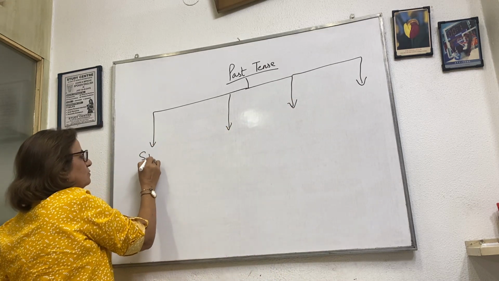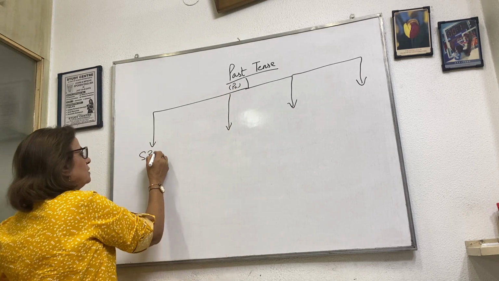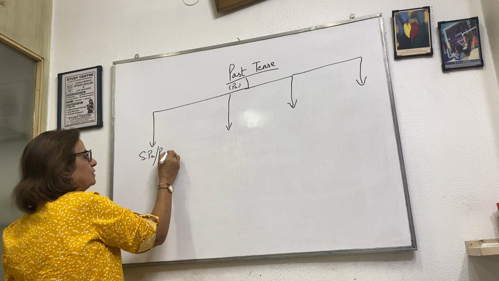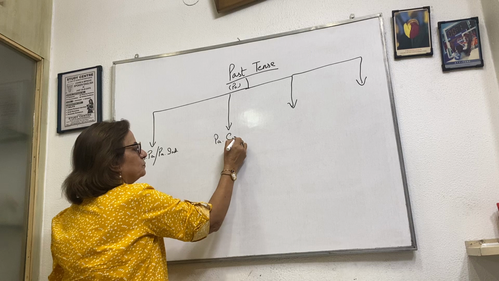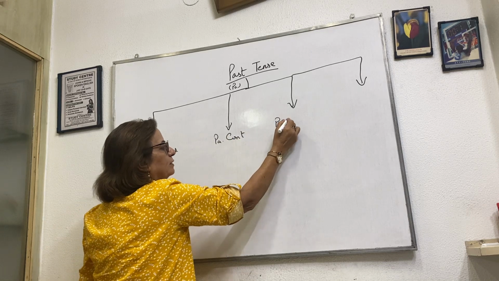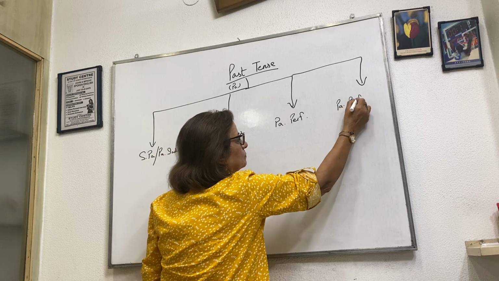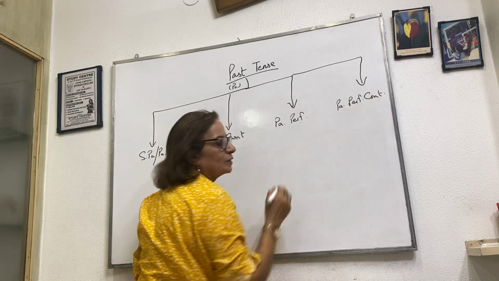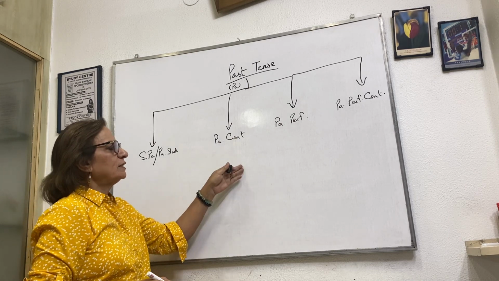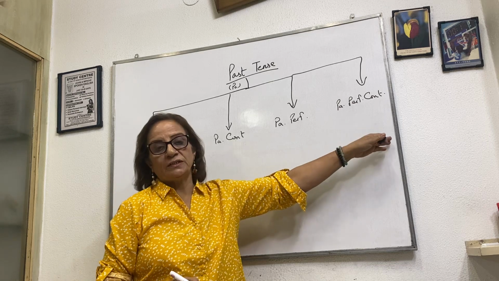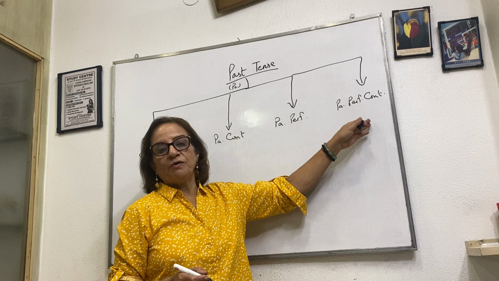So, simple past we will denote it by PA, short form. Simple past or past indefinite it is called. Then past continuous, past perfect and past perfect continuous. Same 4 kinds. It was present indefinite, present continuous, present perfect, present perfect continuous. Here it is simple past, past continuous, past perfect, past perfect continuous.